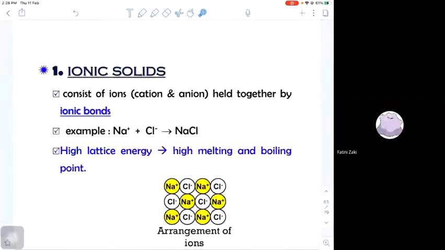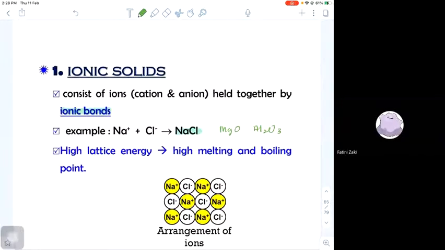The first one is the ionic solid. So this ionic solid consists of the ions, which is cation and anion, in which these two types of ions, positive and negative ion, are held together by the ionic bonds. So example of the ionic solid is sodium chloride. Not just sodium chloride, all ionic compounds are ionic crystalline solids. For example, MgO, Al2O3. Because we know that all the ionic compounds are also solid at the room temperature.